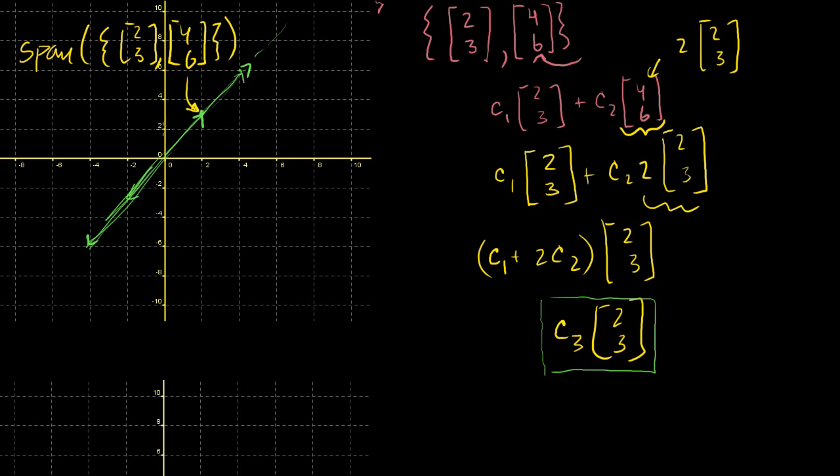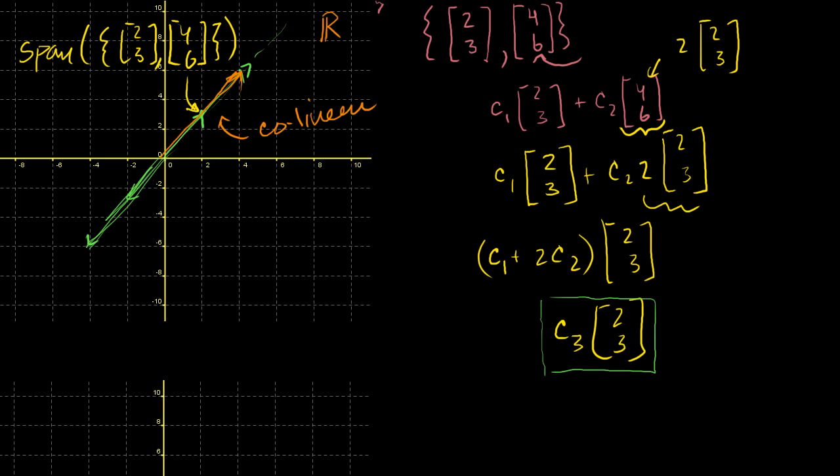Even though we have 2 vectors, they're essentially collinear. They're multiples of each other. I mean, if this is 2, 3, 4, 6 is just that longer one right there. These two things are collinear. So in this case, when we have 2 collinear vectors in R2, their span just reduces to that line.